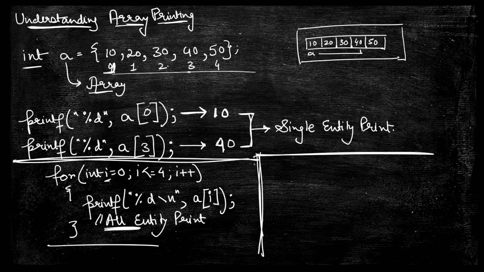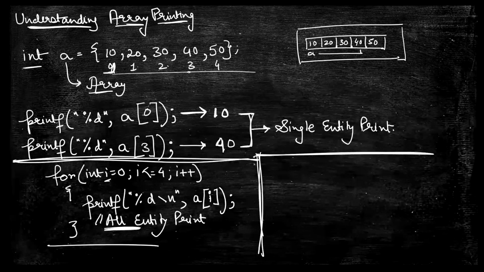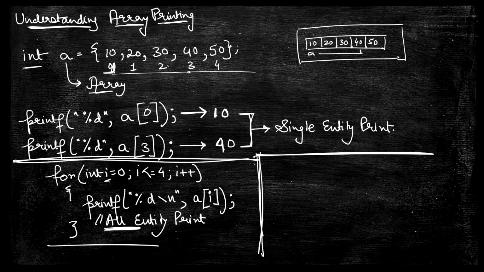First, what is the initial value of i? It is 0, right? So what will be here? It will be 0. So a of 0 is which number? It is 10. Very good. After that, there is \n, so next line. Now after this, the 0 becomes 1 because of plus plus, that is increment by 1.